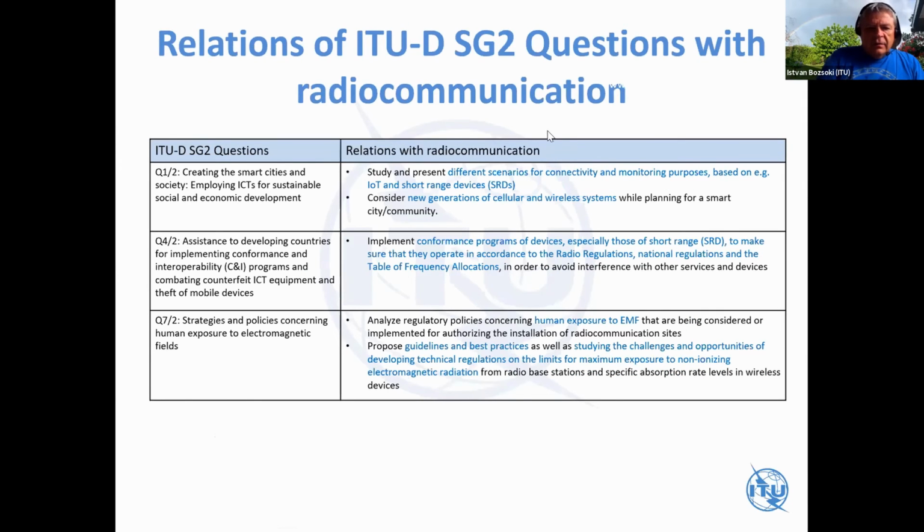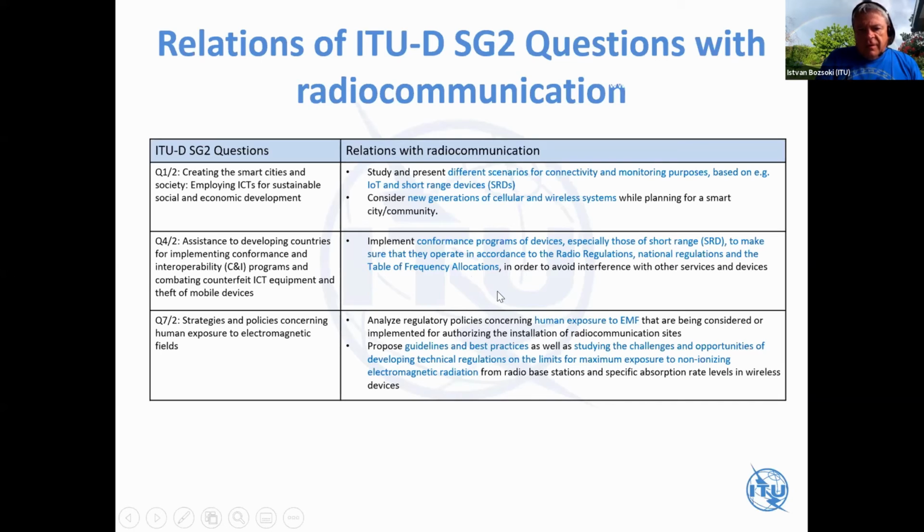The next slide shows the relations of the ITU-D Study Group 2 questions with radiocommunication. The smart city questions, of course, there are different scenarios for connectivity and monitoring purposes, and IoT and short-range devices, new generation of cellular and wireless systems. The conformance and interoperability. That's why I mentioned before that maybe type approval is also involved in the monitoring question on the study group of the ITU-R.